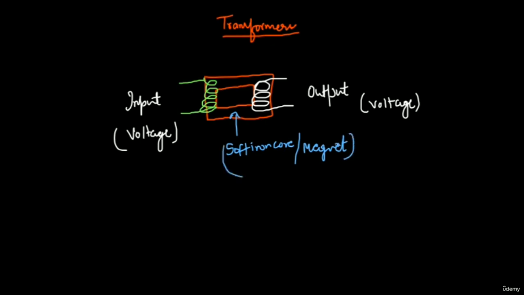And what is this? This is the primary coil. Just turn or twist the copper coil, that's all it means. And this is the secondary coil.